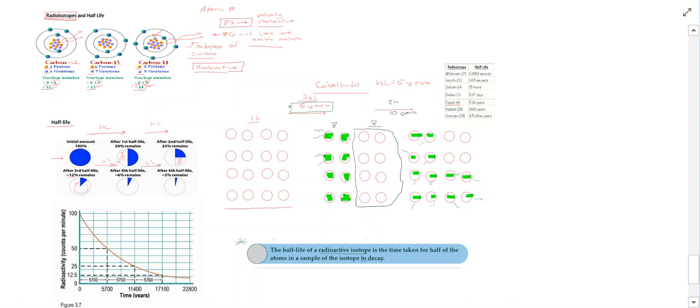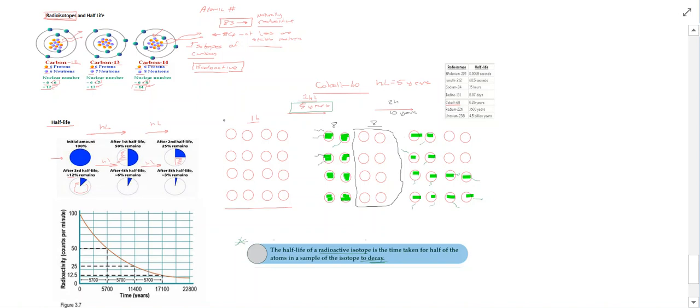So if we start off with 16 atoms, it takes 5 years for half of those, which is 8 atoms, to undergo radioactive decay. So then after another 5 years, or after 2 half-lives, this will have split down in half again, and half of those 8 will have undergone decay, and you'll have ones that haven't undergone decay as well.